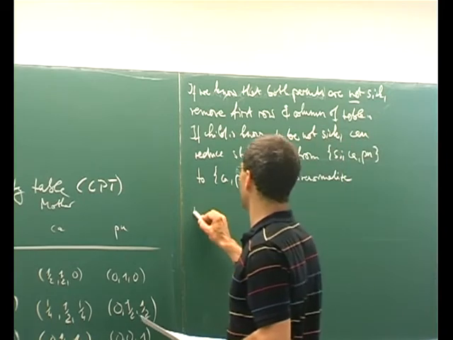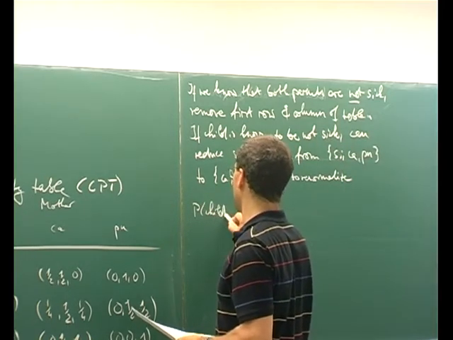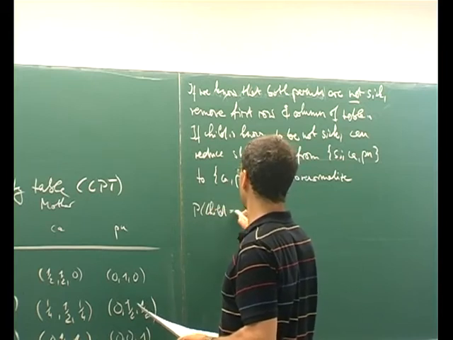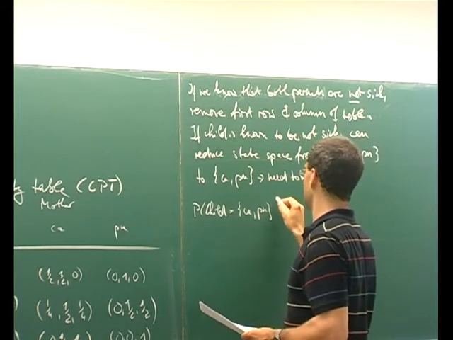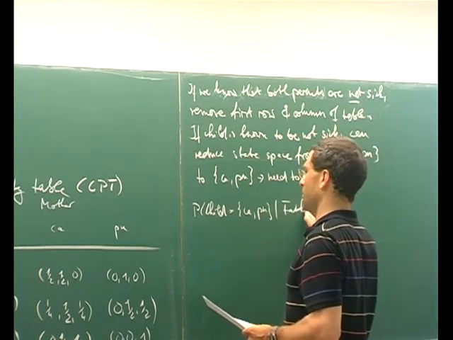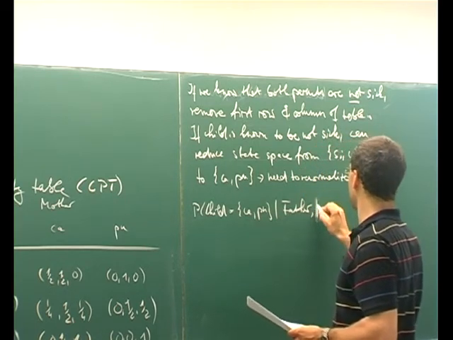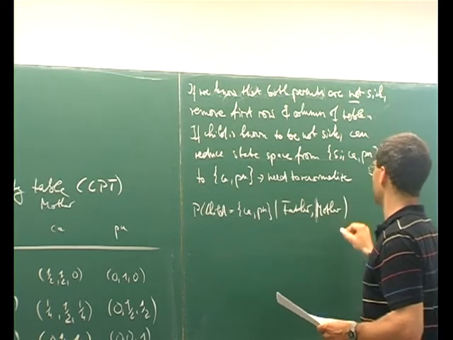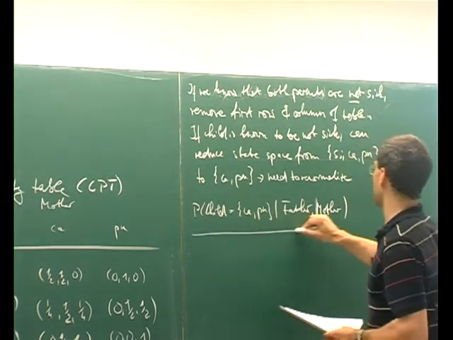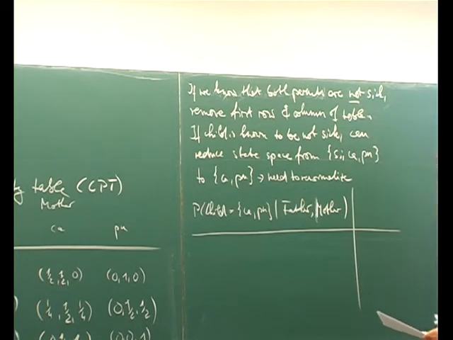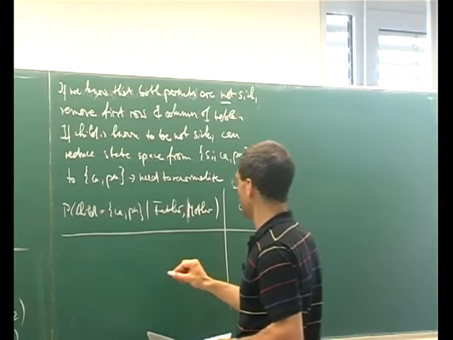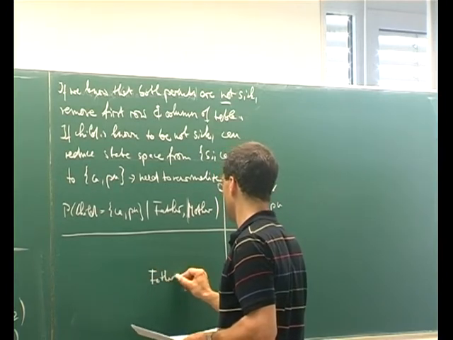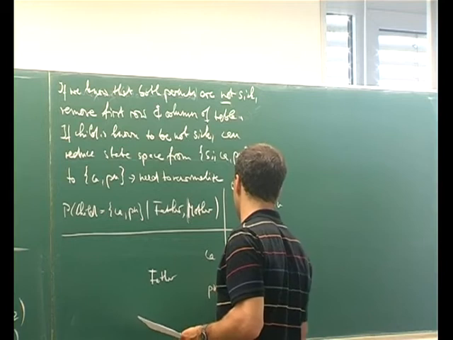So the probability that the child is either carrier or pure, given the father and the mother, and reduced as follows. So the mother can be carrier or pure, and the father can be carrier or pure.